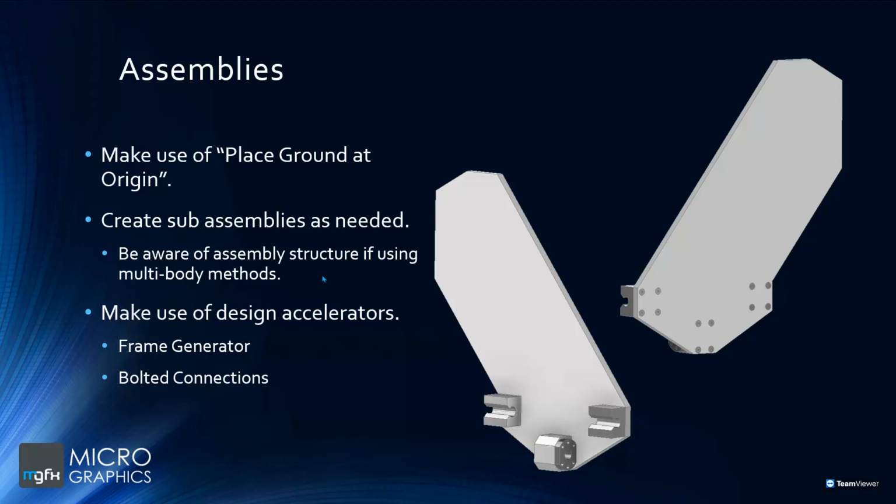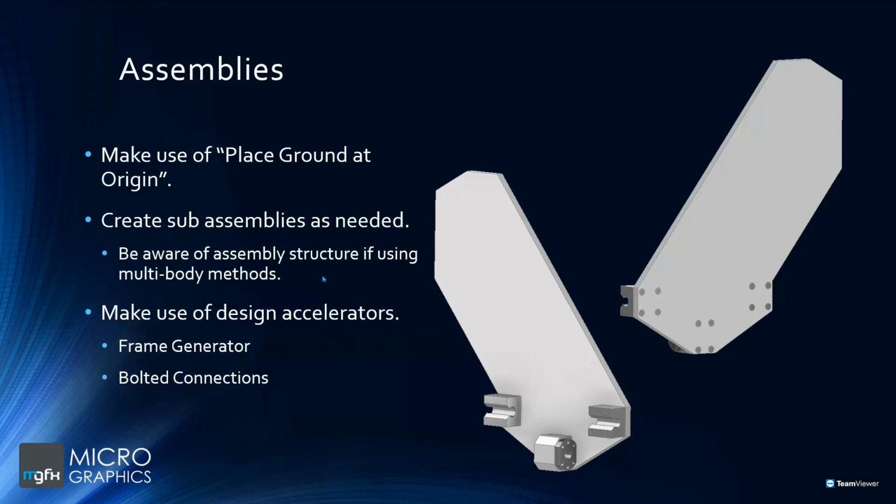But taking all the components that you've designed, make use of that grounded origin, create sub-assemblies as you need them. In the case of this design here, we've got that sub-assembly. Wasn't using the multi-body method for this. And then, make use of design accelerators. As you are creating your assemblies, think about frame generator, think about bolted connections.